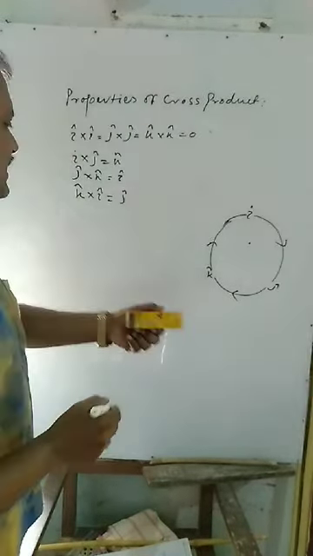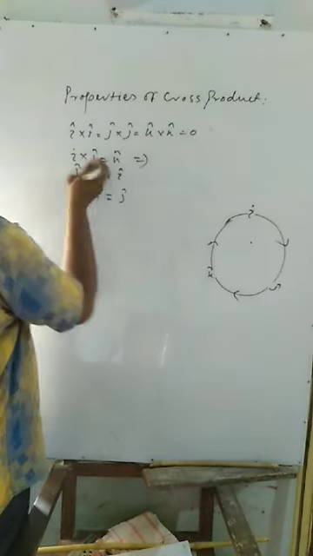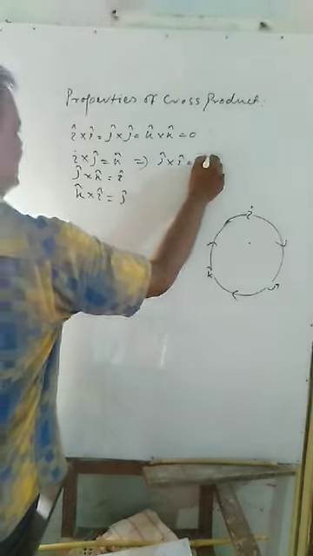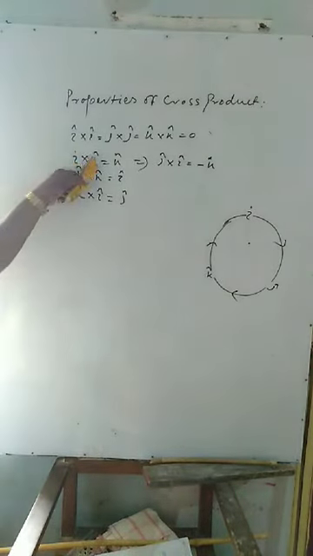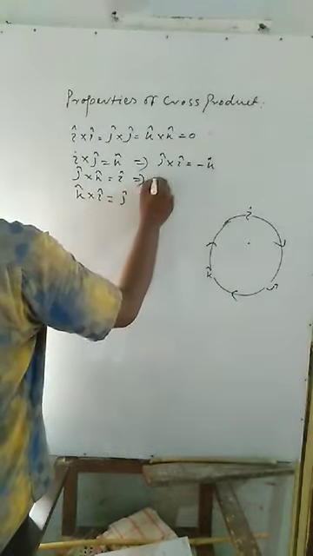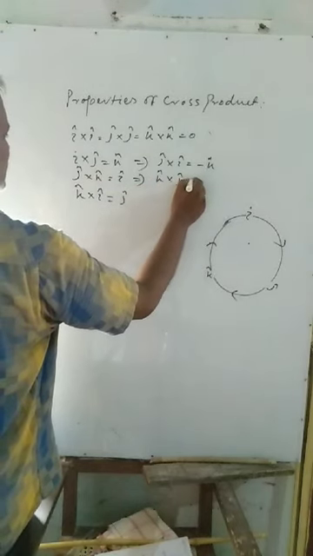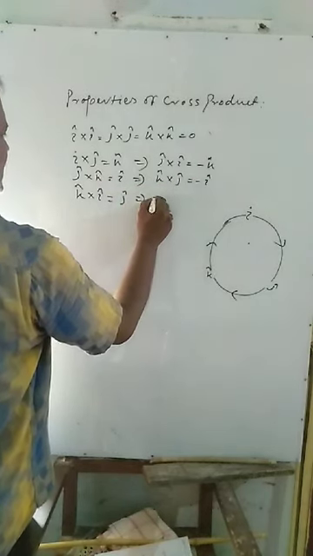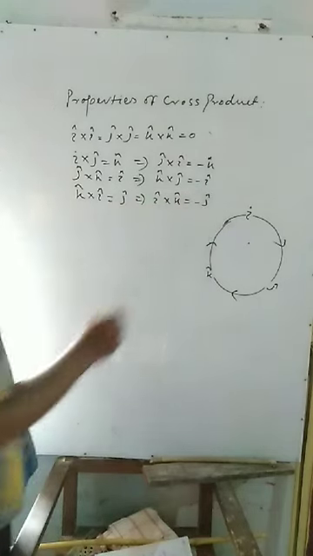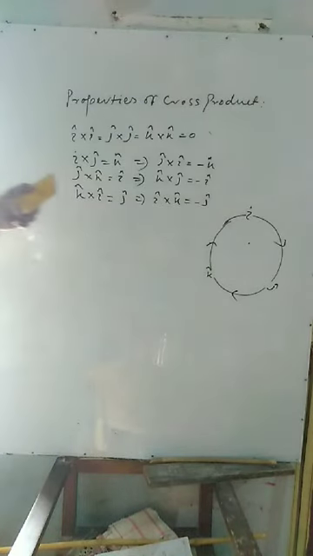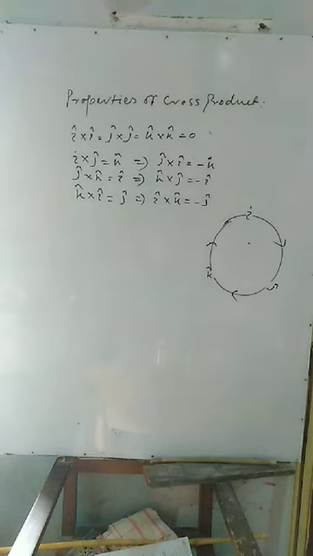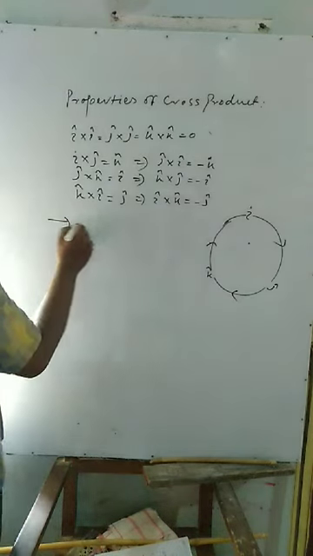But in the reverse direction, the result is negative. If you change the direction, j cross i is equal to minus k cap. Remember this: j cross i. If you change the direction, the sign changes from positive to negative. Here also, k cross j is equal to minus i cap, and i cross k is equal to minus j cap. So these are the results you get after the cross product. Very important properties.